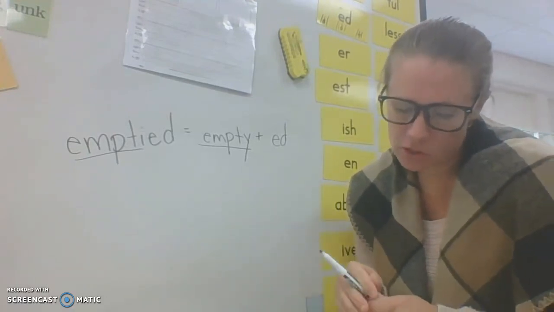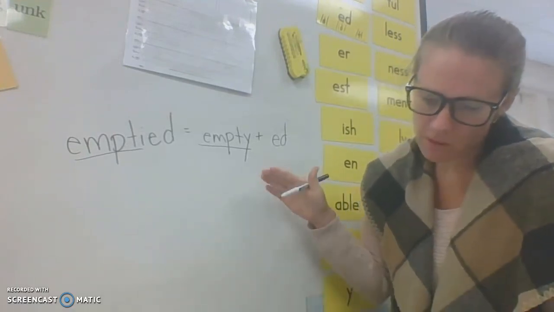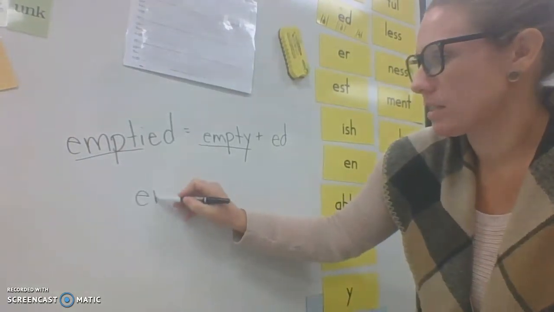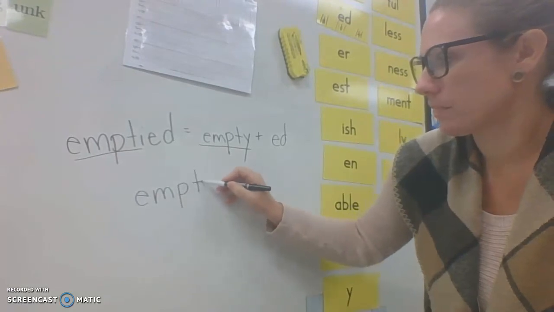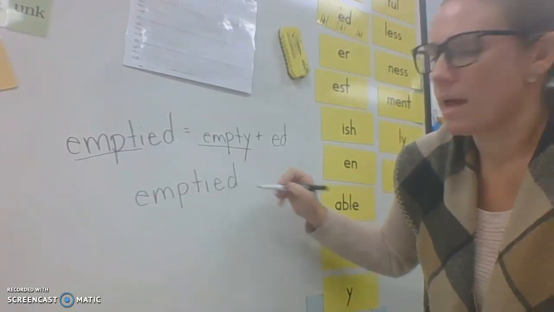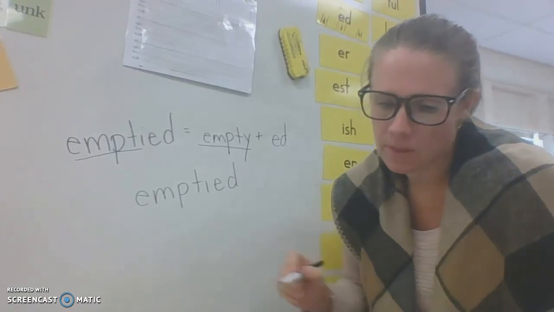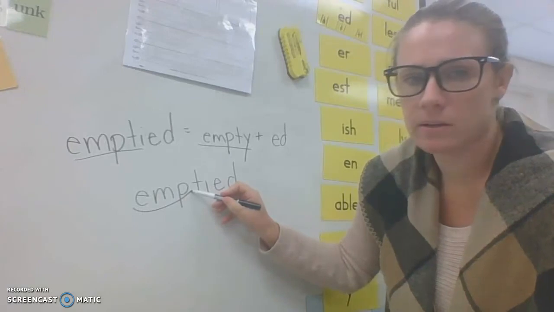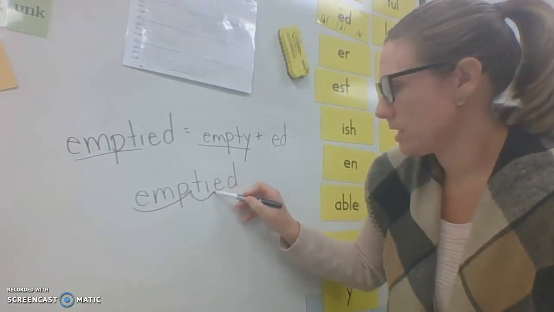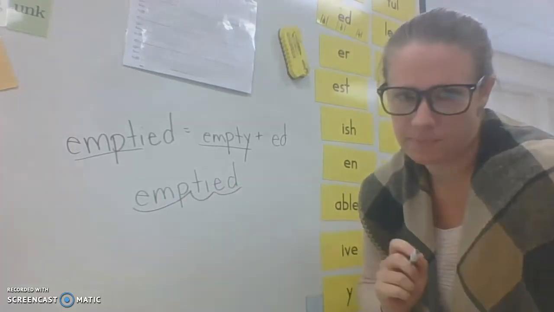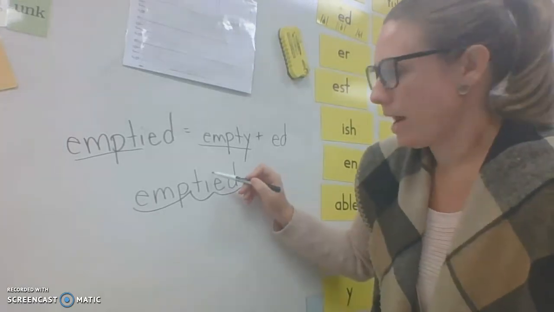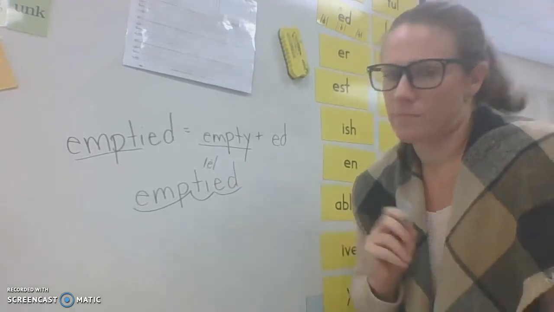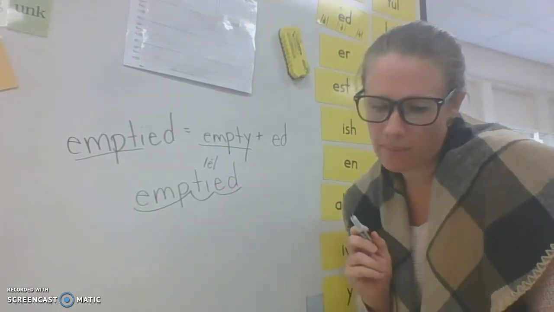So if we were to scoop the base word with the suffixes, this is what it would look like to actually mark it. Here's the word emptied. I would scoop the syllables. Emptied. And the I right here sounds like a long E. So I mark it right above it.